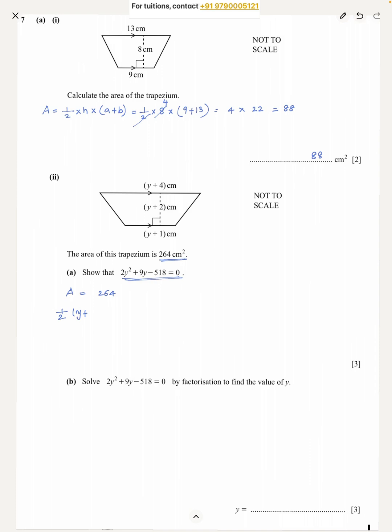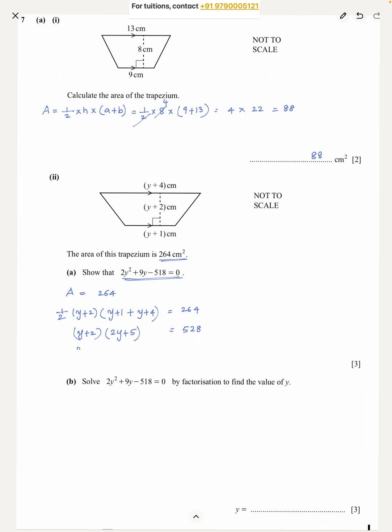H is y plus 2, a plus b. A and b, as I said, denote the parallel sides, is equal to 264. In the next step, we will take the 2 to the other side. So it goes as multiplication, 264 into 2. I'm retaining this y plus 2 as such. Inside the bracket, it becomes 2y plus 5. If we multiply, it becomes 528.